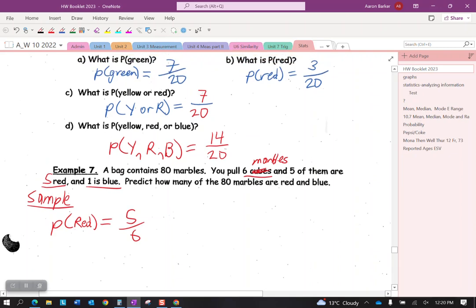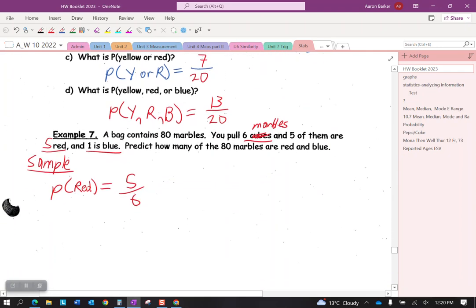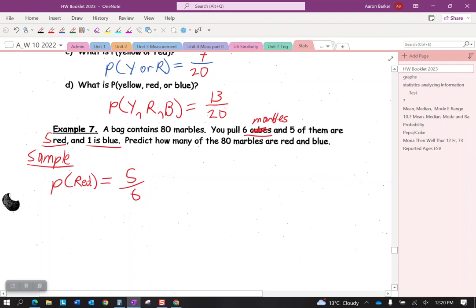What? Oh, I used 7 green ones. You're so right. Well done, Peyton. Well done. 13. Way to correct the teacher. Woo! You should be up here.